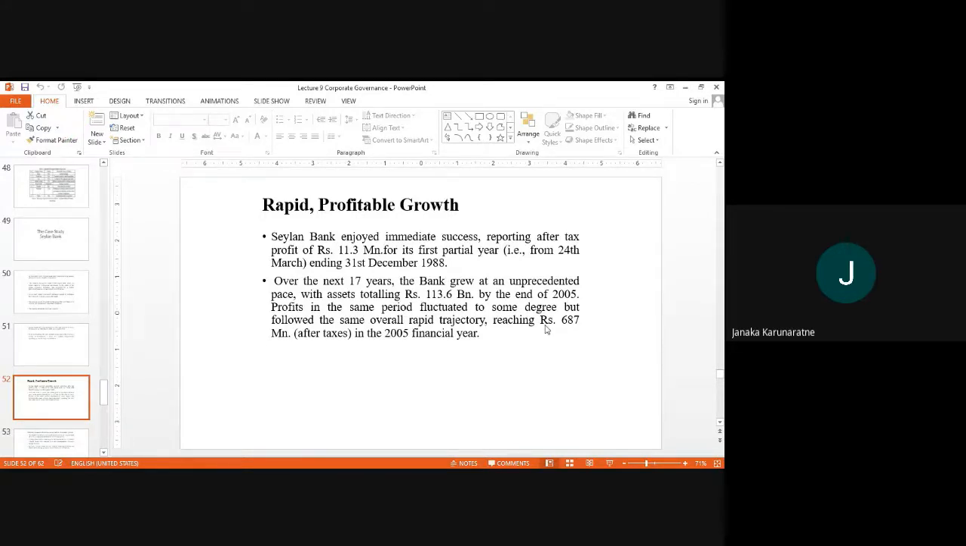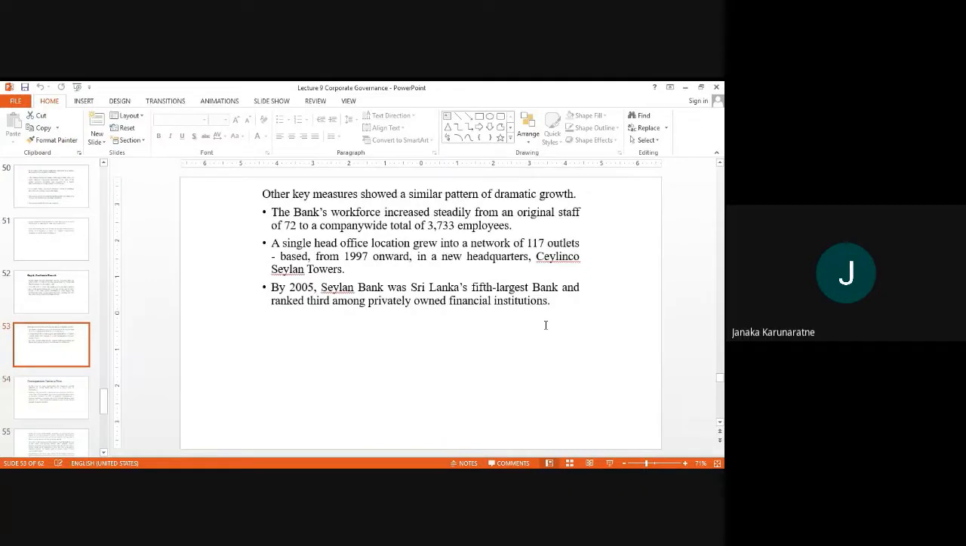Okay, so significant growth. The message is the growth of assets and profits was significant. Other key measures showed a similar pattern of growth. Other prudential indicators also showed a key message. The bank workforce increased steadily from an original staff of 72 to a company-wide total of 3,733. Started with 72, within 17 years went up to 3,733. A single head office location grew into a network of 117 outlets, based from 1997 onwards in a new headquarters, Selinco Ceylon Towers.